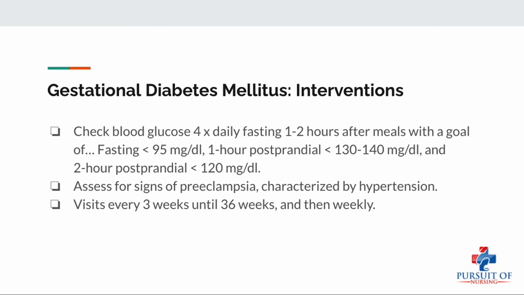You want to continually assess this mother for any signs of preeclampsia, which is characterized by hypertension. And the mother with gestational diabetes is going to have visits every 3 weeks until 36 weeks gestation, and then they're going to have visits weekly. For this mother, postpartum, it's very important to monitor the mother for hypoglycemia because there's a decline in insulin requirements that normally occurs within the first 24 hours after giving birth.